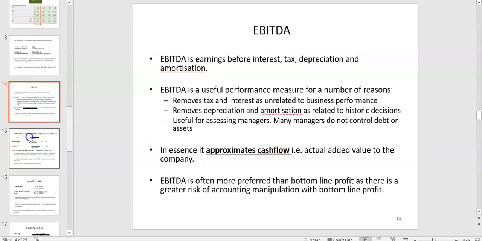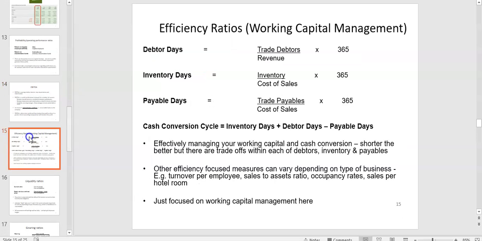So the next aspect of performance we're looking at is efficiency. Now, there's a number of different efficiency ratios you can calculate. We're just focusing on what we call working capital management ratios. And when you do your corporate finance module, or you might have a new lecture this year, corporate financial management, you'll talk about working capital management. So this is managing the inventory, the debtors, and the payables of a business, i.e. the short-term investments that continuously cycle in a business.